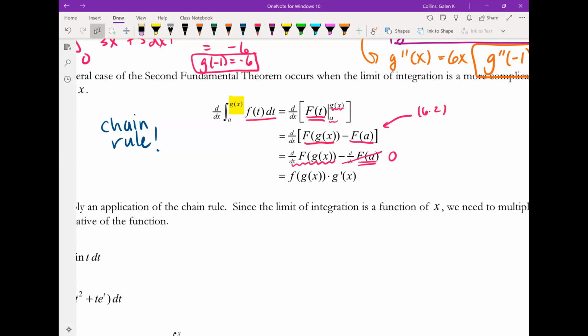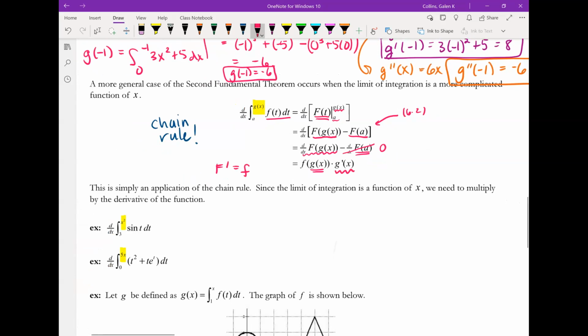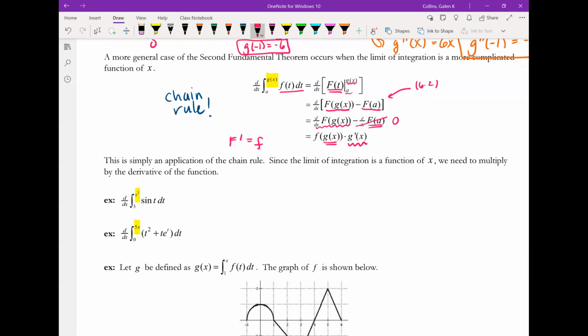So we're going to take the derivative of the thing on the outside, which is uppercase F. And remember, the derivative of uppercase F is lowercase f. We're going to keep the junk on the inside, but then we're going to multiply by the derivative of the junk on the inside. Okay, so all this to say, when we use the second fundamental theorem and we have a function of x instead of plain old x, we just have to multiply what we get by the derivative of that function of x. And it's because of the chain rule. And it looks so much worse than it actually is.